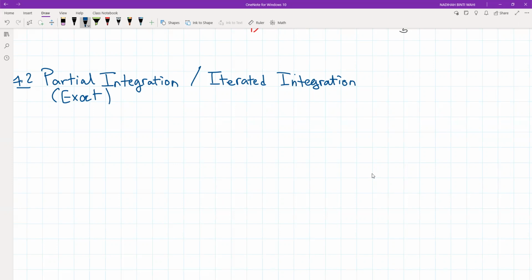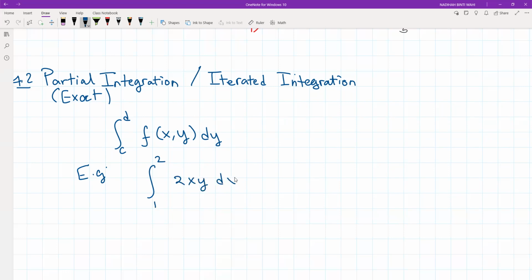Okay. For example, if I have this integration from C to D, so this is in y-axis, and then you have f(x,y) dy. What does it mean? You need to take x as constant and then integrate with respect to y from C to D. Contoh, examples. Integrate from, let's say, 1 to 2, 2xy with respect to y.